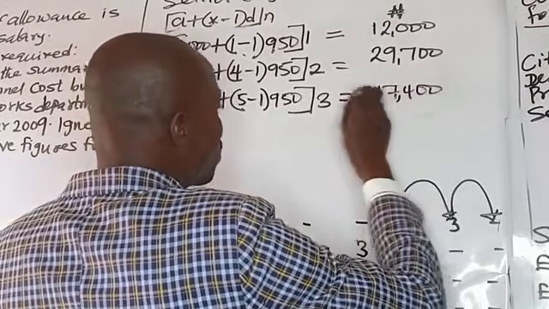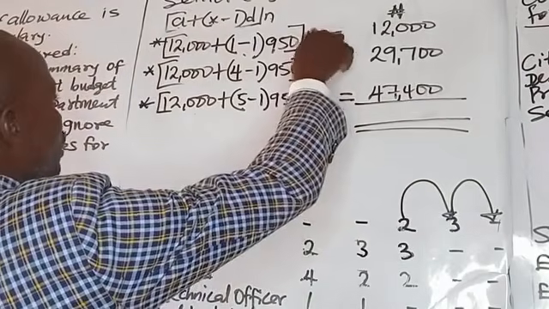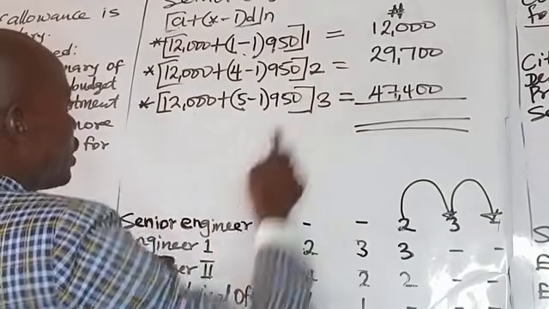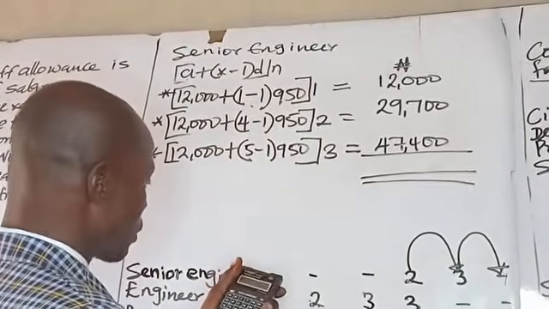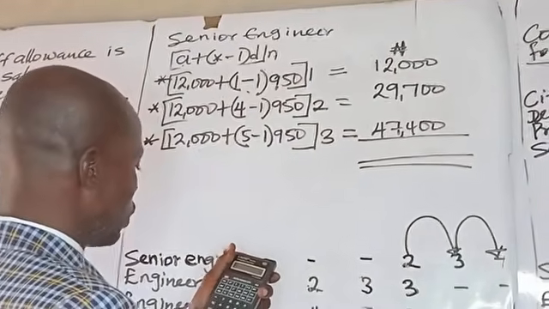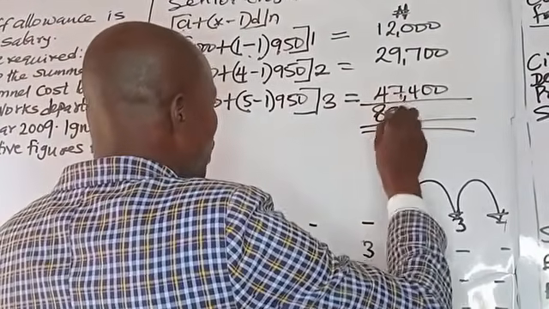47,400. So now, you sum it up. That means you have calculated for 6 employees. 1 plus 2, 3. 3 plus 3, 6. So now let's sum it up. 47,400 plus 29,700 plus 12,000. So we have 89,100.